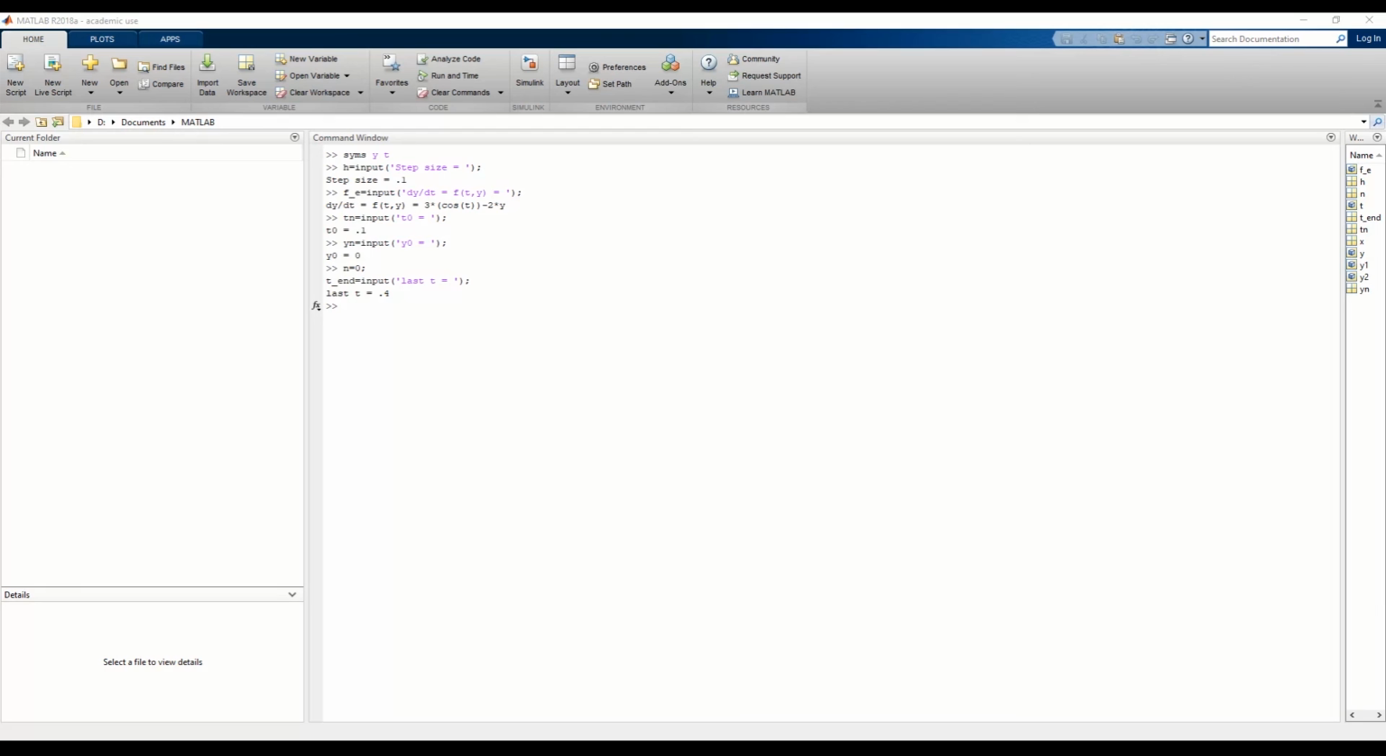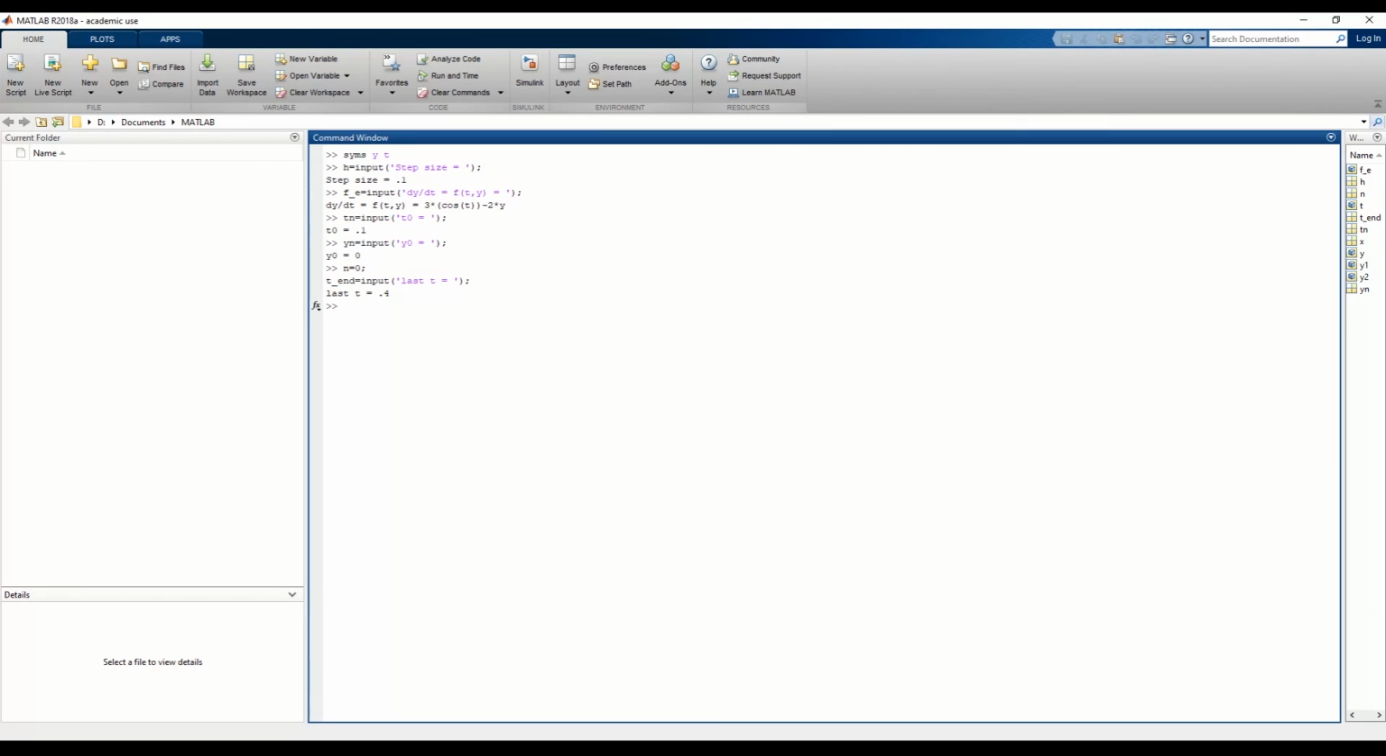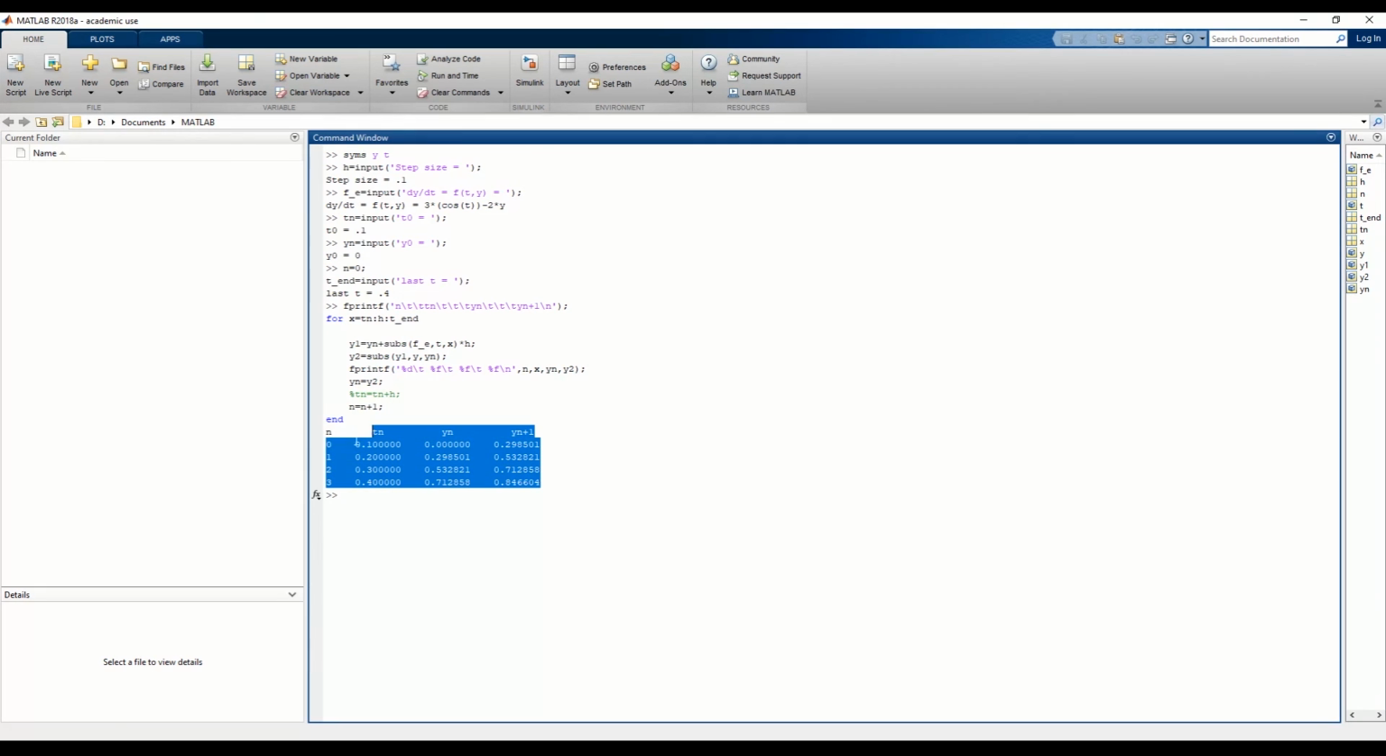Next, we input the solver of this equation, the Euler's method, and enter. Here, we can see the values of t sub n, y sub n, and y sub n plus 1. So this is how we can solve Euler's method using MATLAB.